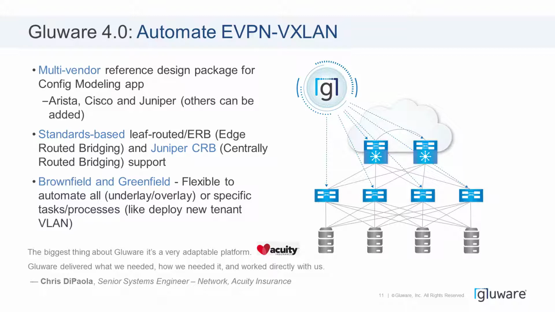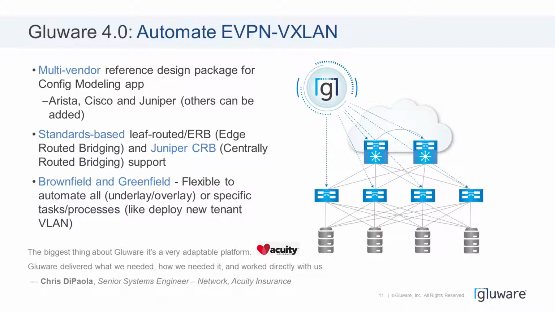I'd like to point you towards a case study we recently did with a customer who spoke on our behalf at ONUG. You can see the video on our website as well as onug.net. This customer, Acuity Insurance, had already deployed EVPN-VXLAN, and was really just struggling to automate the churn of the app teams needing new VLANs deployed in the network or VLANs being terminated. So it was that churn.